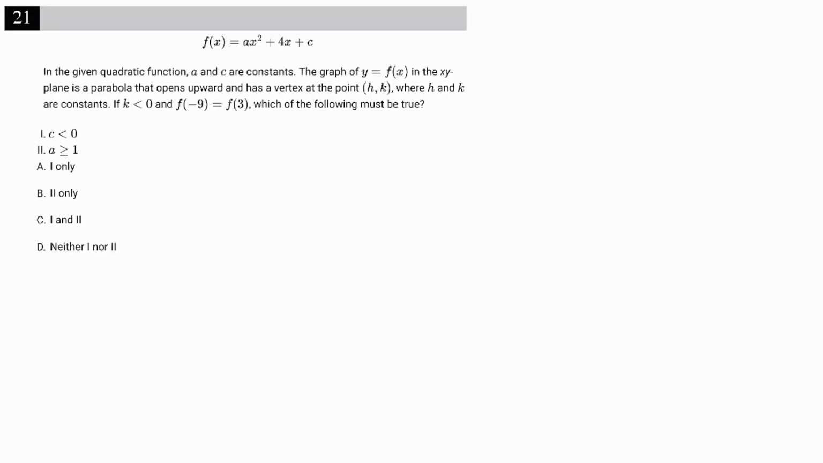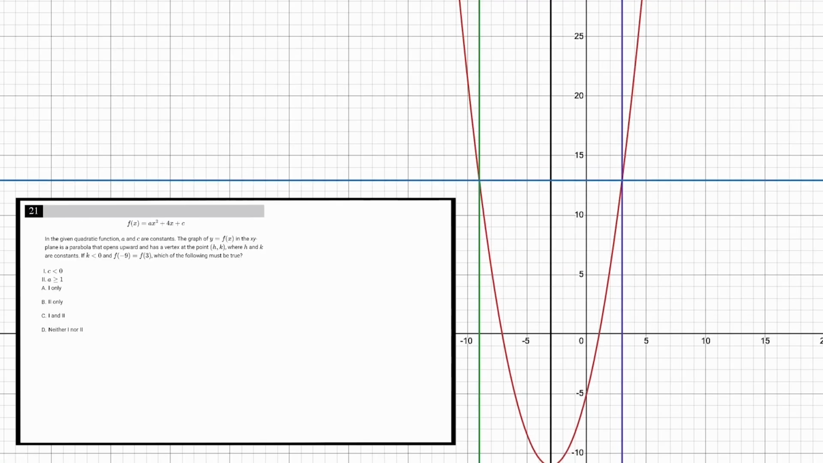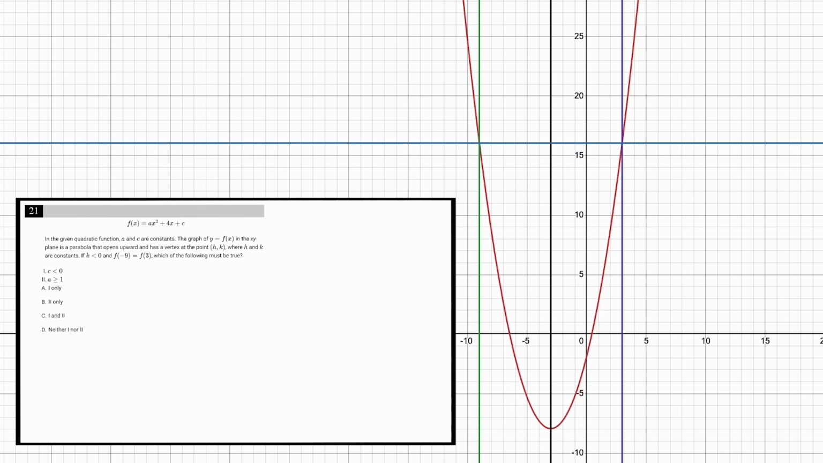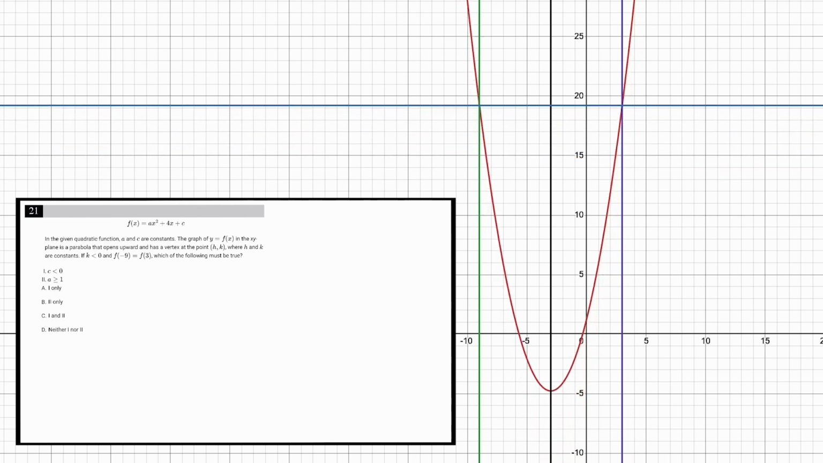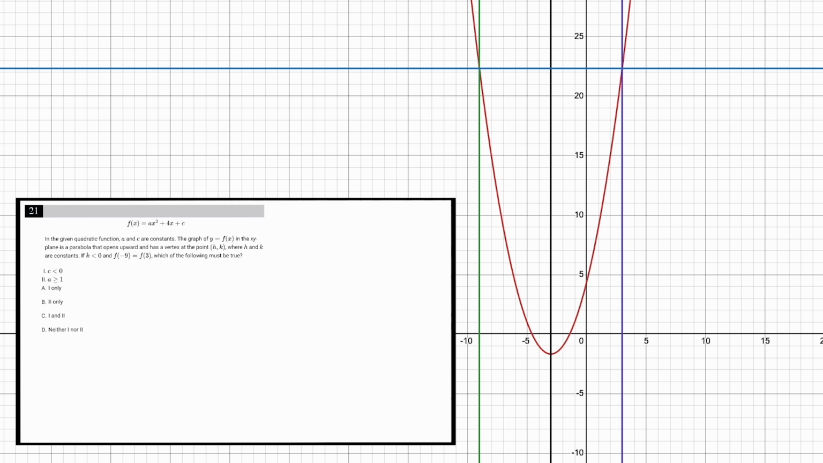In the given quadratic function, a and c are constants. The graph of y = f(x) in the xy plane is a parabola that opens upward and has a vertex at the point (h, k), where h and k are constants. If k is less than 0 and f(-9) is equal to f(3), which of the following must be true? The key insight here is that parabolas are symmetric, which means that if f(-9) is equal to f(3), then the axis of symmetry must be halfway between those x values.